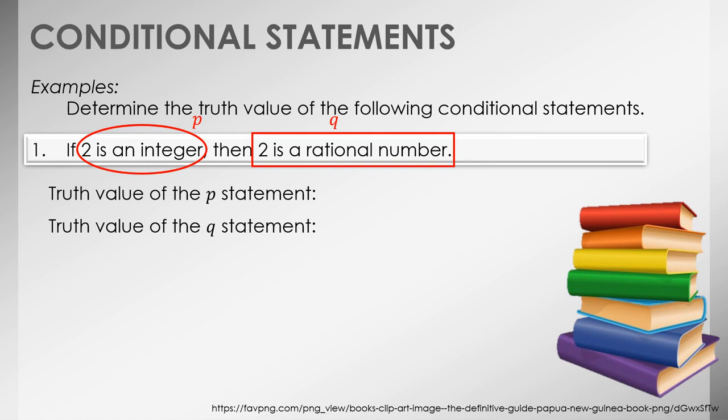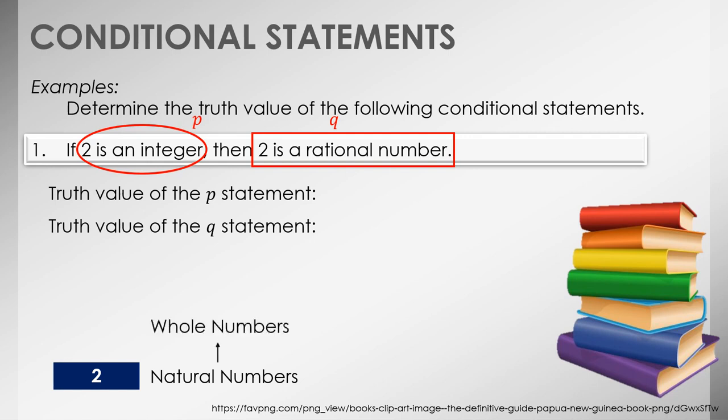Recalling your previous topics in your mathematics subjects, particularly on the real number system, we've learned that 2 is a natural or counting number, and this set of numbers is a subset of the whole numbers, which is also a subset of the integers. Hence, we can also say that 2 is an integer. Thus, our P statement is true. Now, we've also learned that the set of integers is a subset of the rational numbers. Therefore, since 2 is an integer, 2 is also a rational number. Hence, the Q statement is also true.